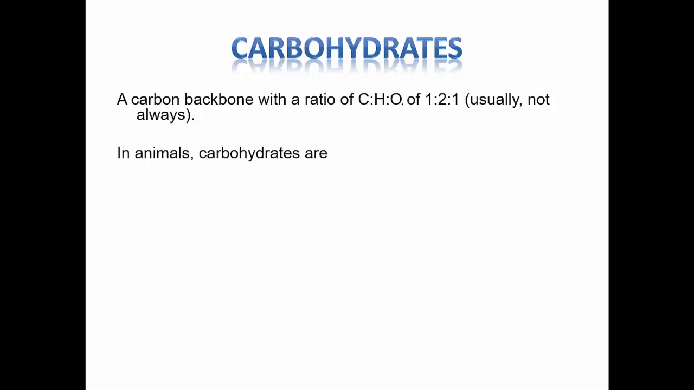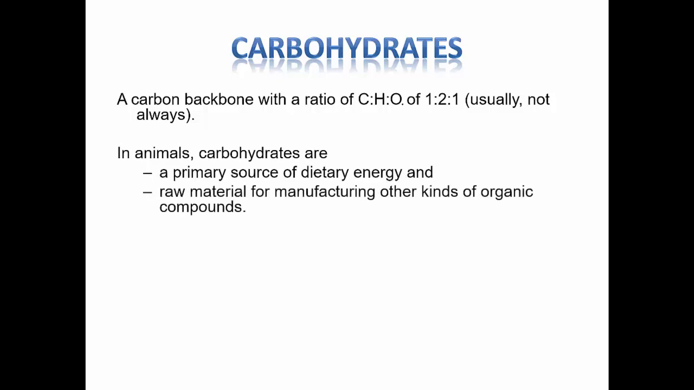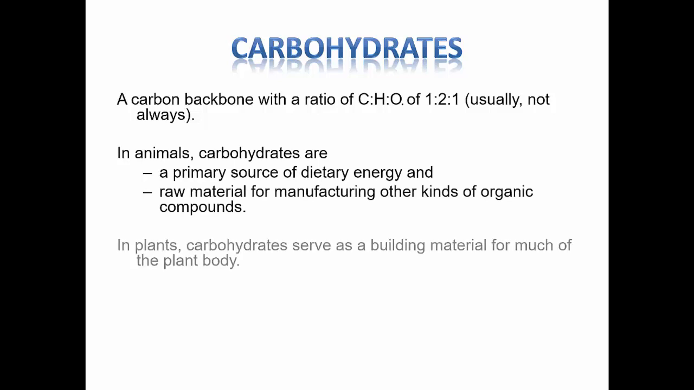So in animals, carbs are a primary source of energy, and they're also part of the building blocks for manufacturing other organic compounds. In plants, carbohydrates serve as a building material for much of the body itself, like cellulose. So a leaf is mostly made of starch. I'm sorry, I didn't mean to say starch. Plants' leaves are mostly made of cellulose.